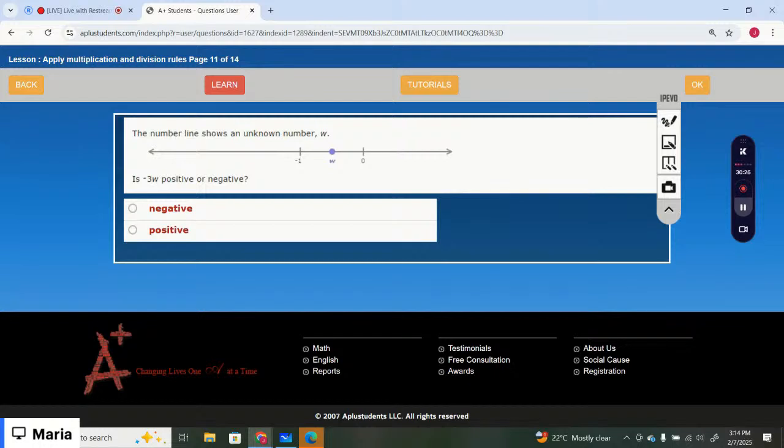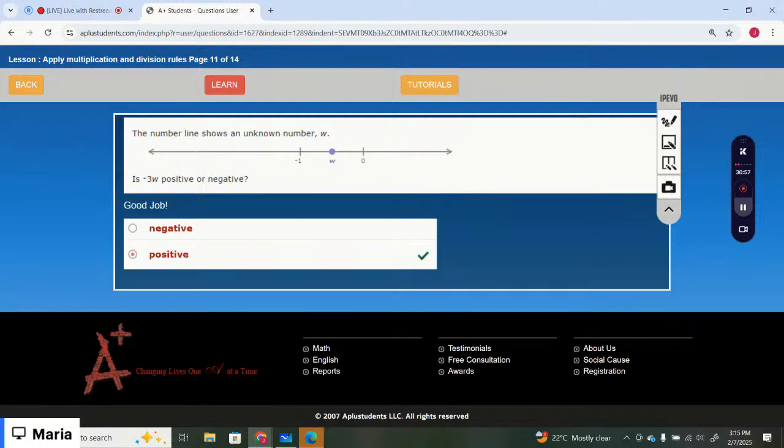The number line shows an unknown number W. W is on the left hand side of 0, so that is a negative number. So negative 3 times W is the product of two negative numbers, which is positive. Option number 2 is the correct option.